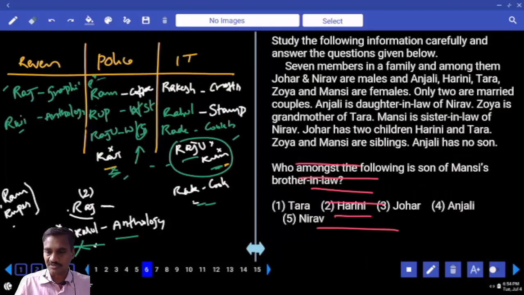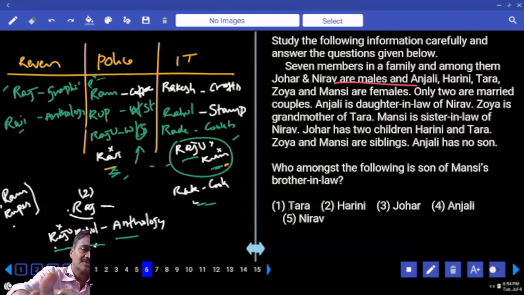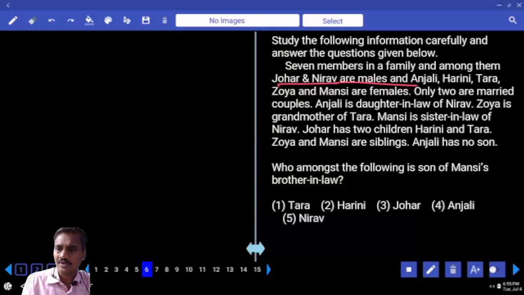Then next one, coming to question number 6 onwards. Now 6 onwards it is based on blood relation. Now how many persons are there? There are only 7 persons and among them Johar and Nirav are males and the remaining are females. Now 2 males, 5 females are there and there are only 2 married couples. As there are only 2 married couples here, both the men are married, because a married couple means a male and a female. Hence both the men, Johar and Nirav, are married.